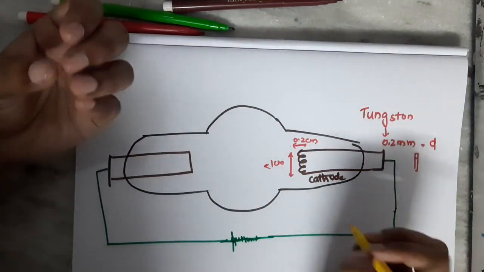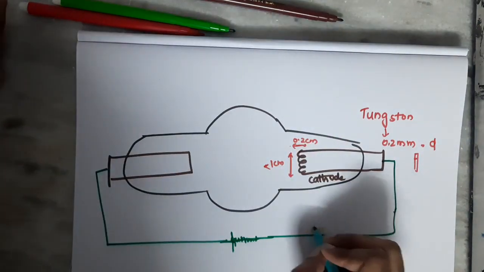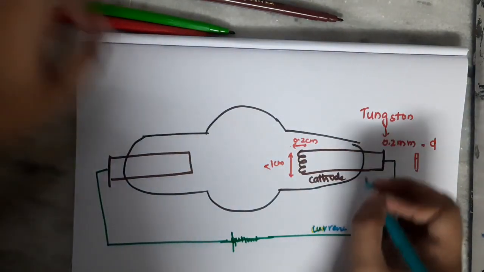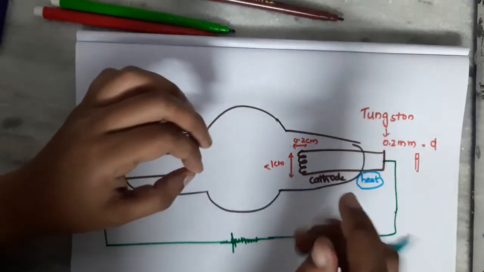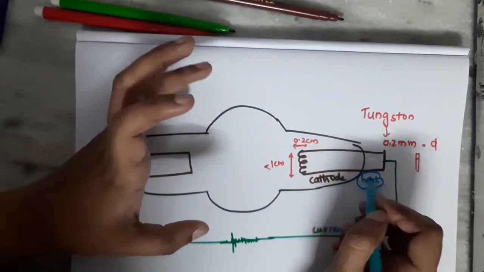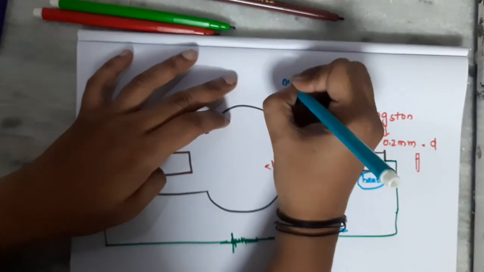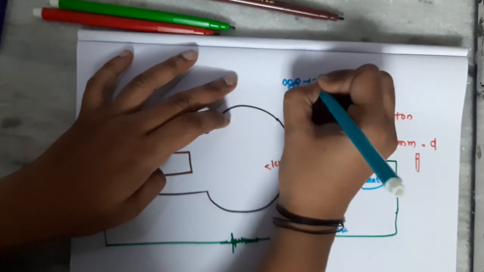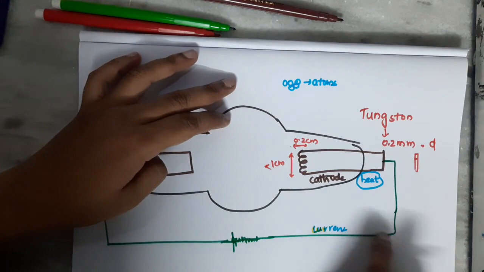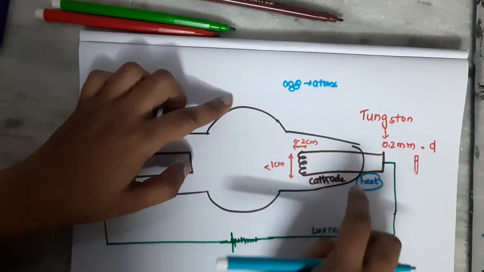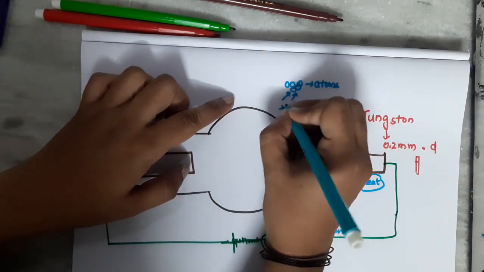How? First, whenever the current passes through this tube, one important thing that happens is that this filament, the tungsten filament, starts to get heated. When the tungsten filament gets heated, what does it contain? It contains nothing but atoms, right? You are giving a current and this results in the generation of heat. So these atoms will absorb the thermal energy.